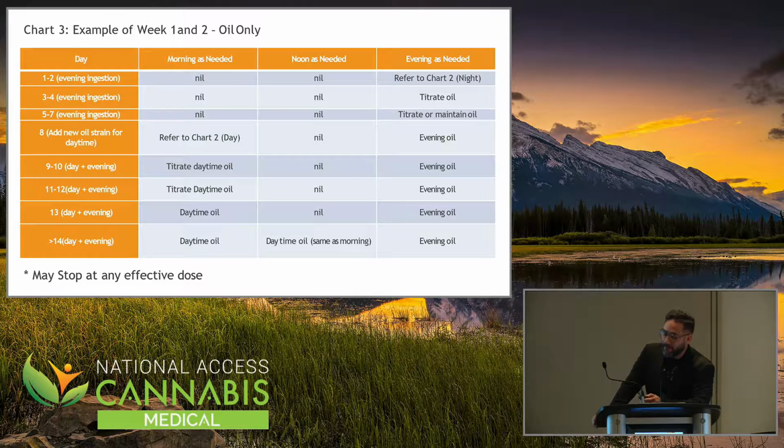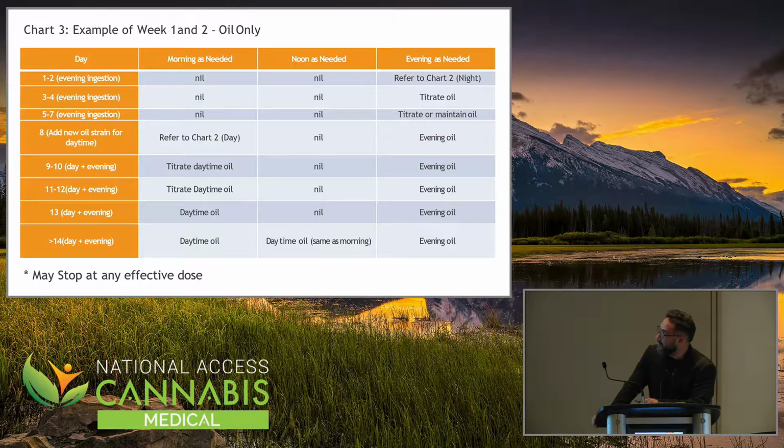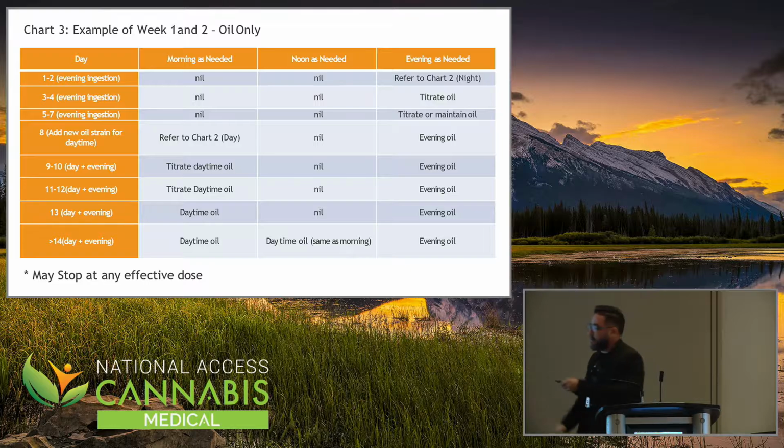So here's the chart for oil only. Again, in the evening, it doesn't have to be the evening, but it's always good to start with an evening, when they have nothing to do. Morning, noon, again, evening is needed. So this is where you refer to the chart. This is where you're going to plop in either column 1, 2, or 3. Make sense? Into here.